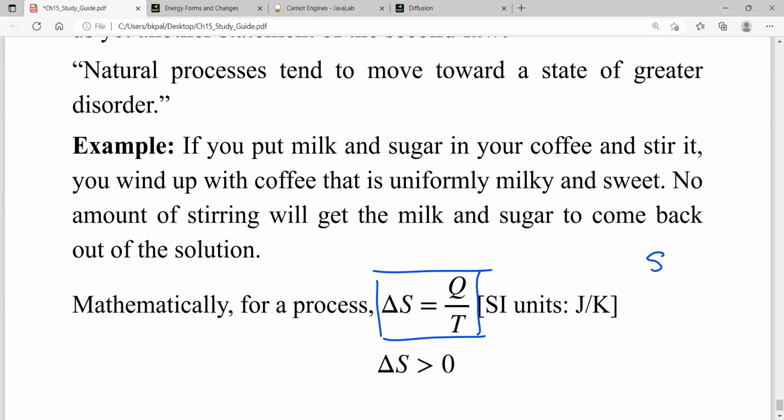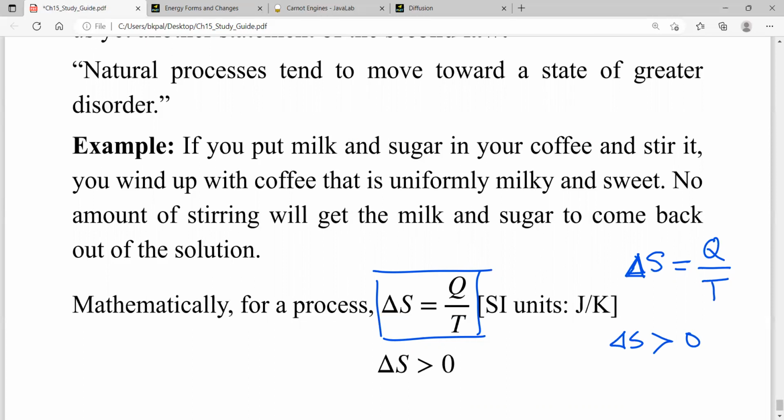There is no simple definition for entropy, but the simple definition for the change in entropy is Q over T, where Q is the heat and T is the absolute temperature. So the entropy's SI unit is joule per Kelvin. The second law of thermodynamics tells us that delta S is always greater than 0 for a natural process. That means entropy is always increasing. Entropy increasing means disorder increasing.